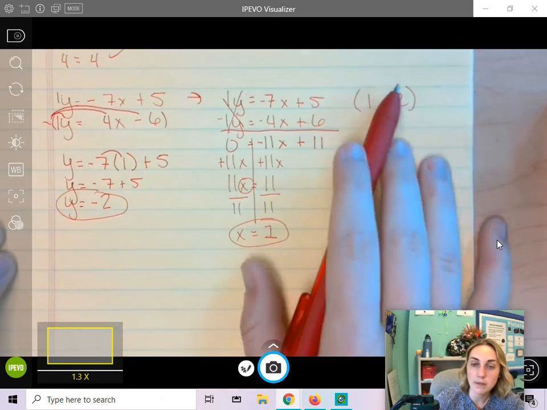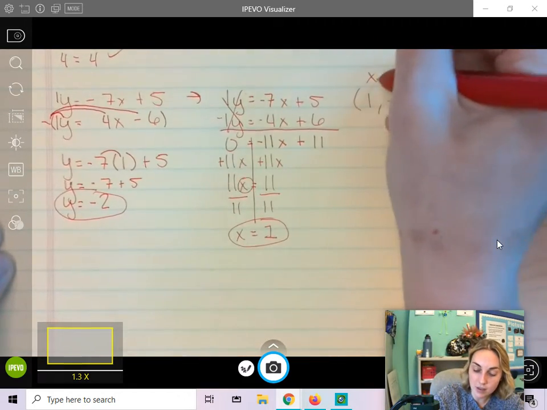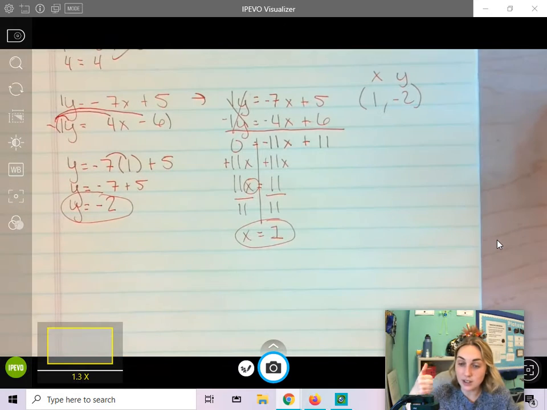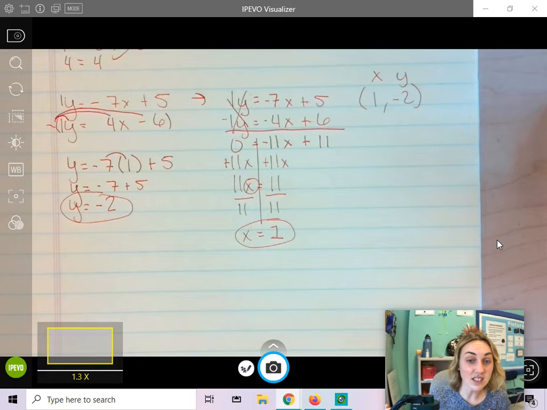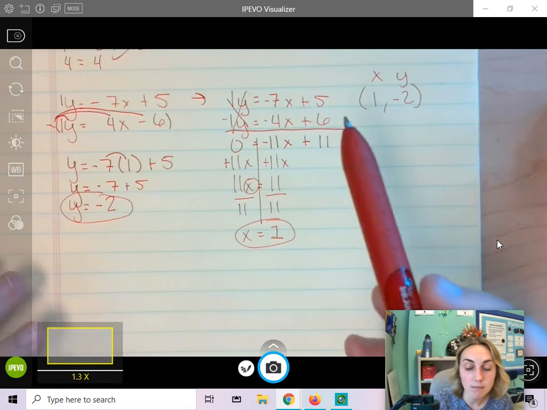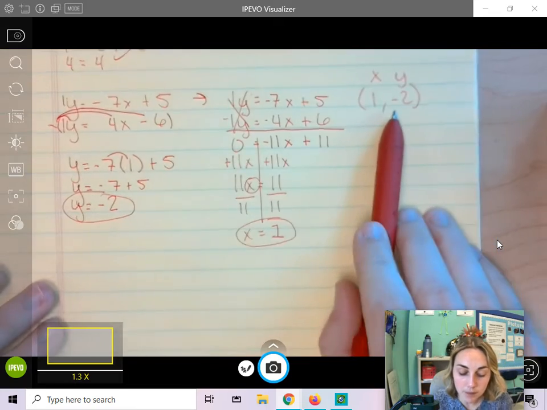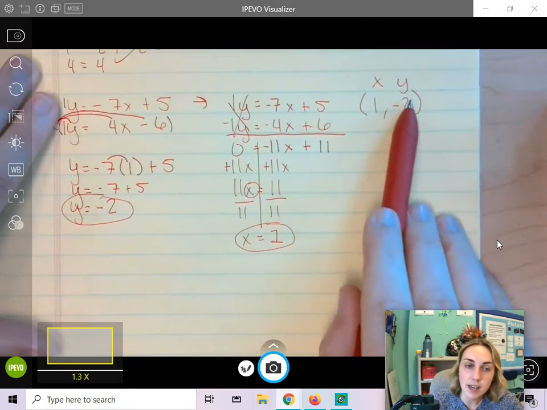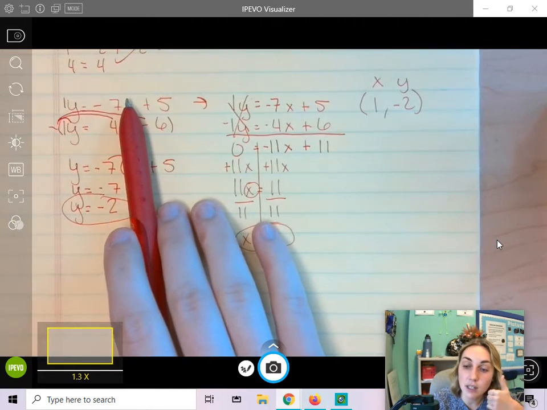All right, in my ordered pair form, and now I'm going to plug these values in to one of these equations to make sure I got the correct answer. That's the cool thing about this, is you can always see if you messed up by checking your answers at the end. So if you're taking a test and you're not 100% sure, go ahead and check to make sure it works out.